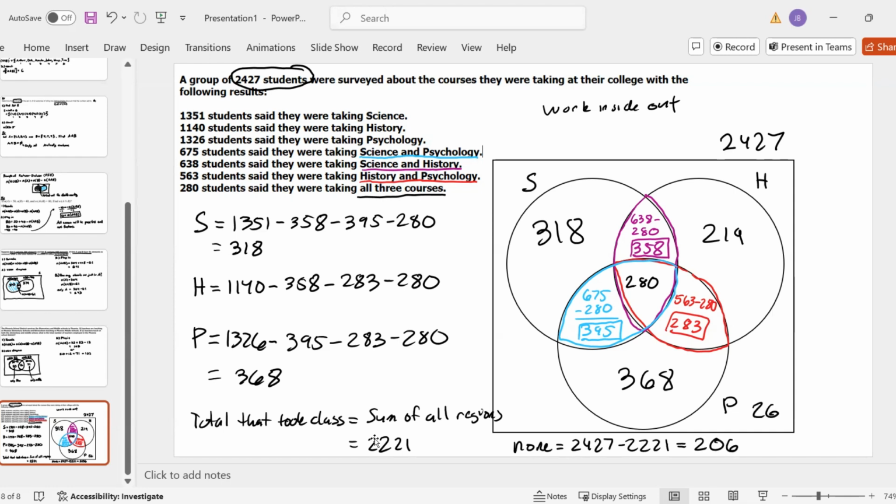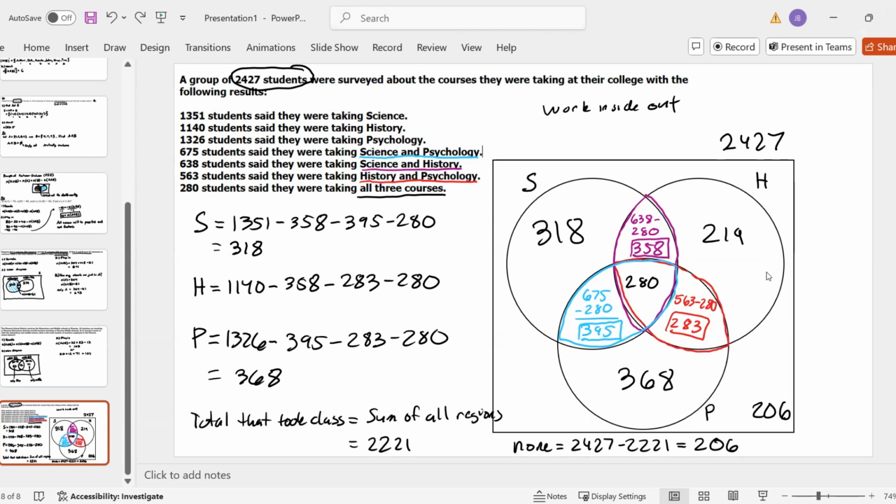So the actual number of students who did none of the classes, they didn't take history, psychology, or science, there's 206 students like that. So if you feel comfortable filling out this Venn diagram, then you've mastered the Venn diagram, right? So then I could just ask you questions like, how many students did history or psychology? So history would be this circle, or psychology would be this circle. So then I find where they overlap, and I just add those two numbers together, and that's my answer, right?